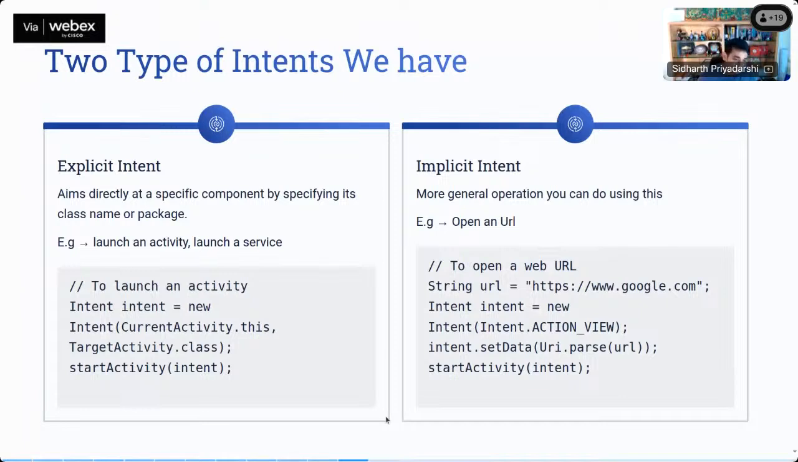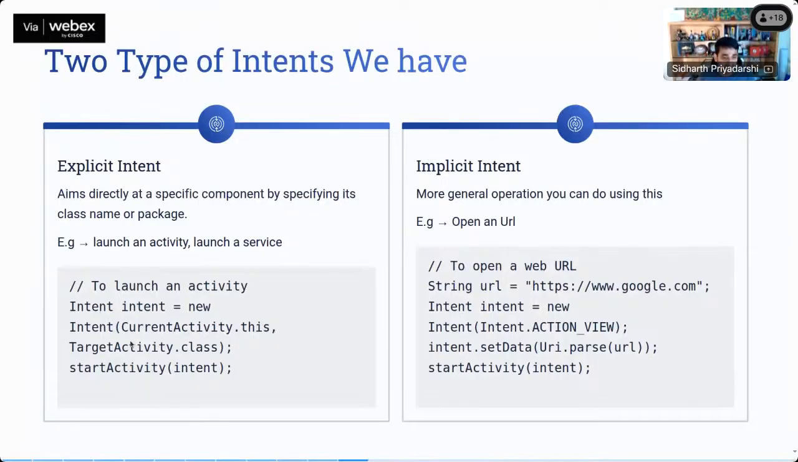Let's see this code. We have a class called Intent, and we have created an instance of it using the new keyword, new Intent. Currently we are in the current activity, so this is just a reference, the address of your current activity. Then we have TargetActivity.class. Why are we using this? Because this is a reflection thing, and I don't want to get into that. So this is TargetActivity.class. Once you invoke the startActivity method and pass this intent, your application will go from the current activity to the target activity.